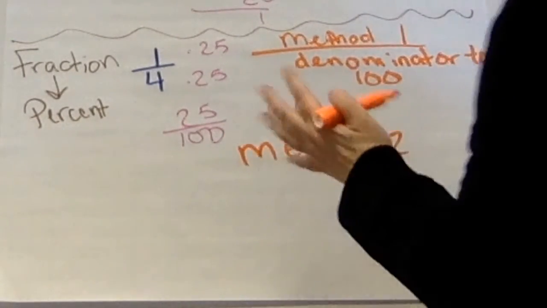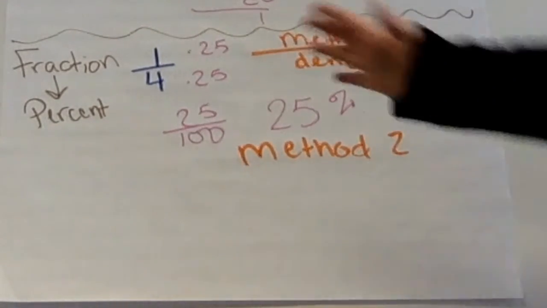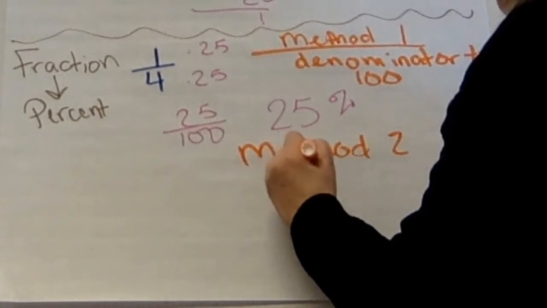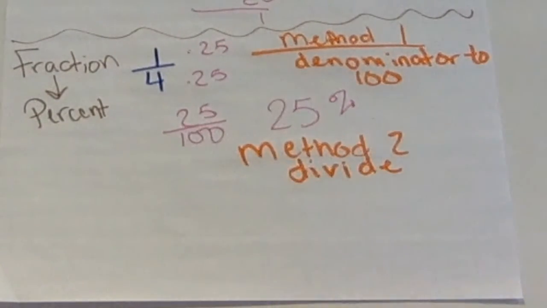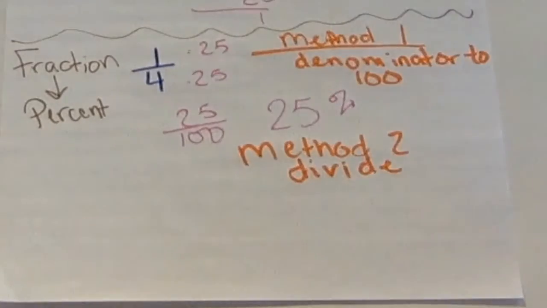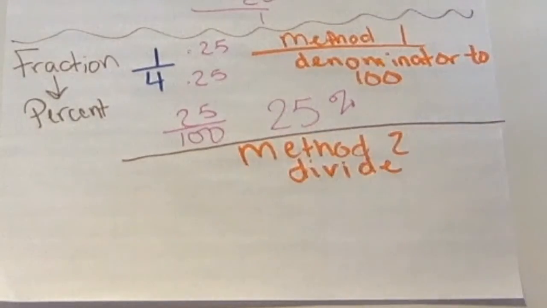Method 2, you would use this if you can't easily get the denominator to 100. You could just divide first. So let's take 1 divided by 4. I wonder if I should, I'm going to draw a line, just so I can separate my method 1 and method 2.